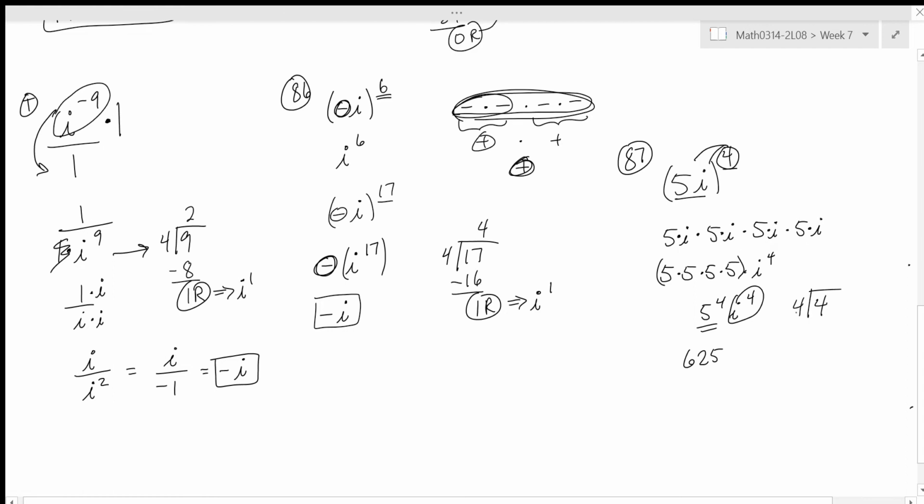So we're going to divide 4 divided by 4. 1, with a remainder of 0. What does that mean? 1. 625 times 1, which is 625.